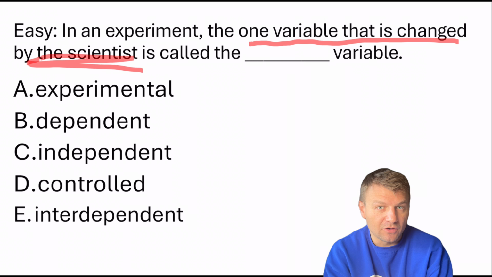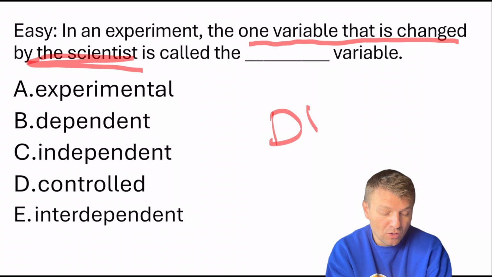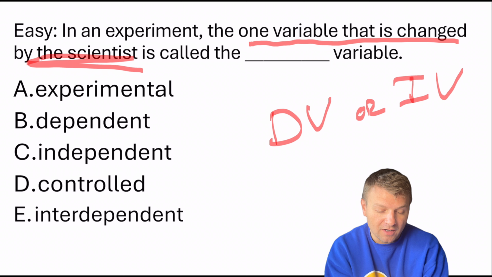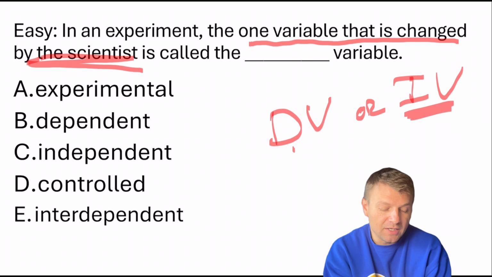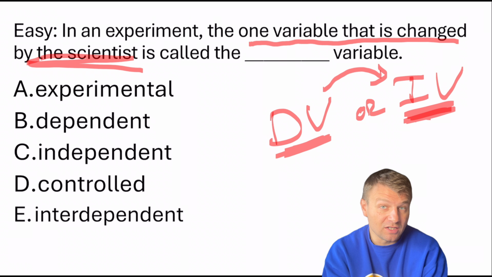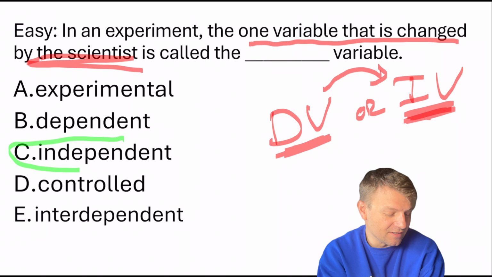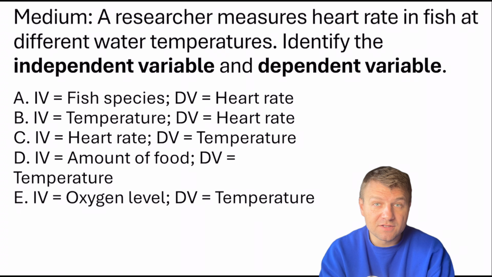We know that it's either going to be the dependent variable or the independent variable. Remember that the independent variable is the one that the scientist changes, because the dependent variable is going to depend on that change. So we're looking for the independent variable, which is C. That's an easy question. Here's the medium question.